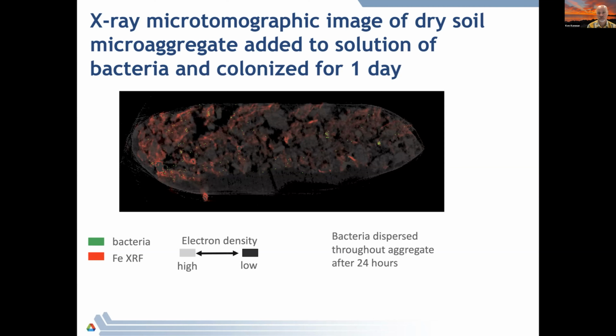Thank you. Yeah, so you can see that they actually got into the aggregate. So in summary, microheterogeneities of environmental samples require spatially resolved analysis of their physical and chemical structure. We're developing a lot of techniques to look at these structures and the chemistry as well as the physical structure. We're using lots of different beamlines to do this.